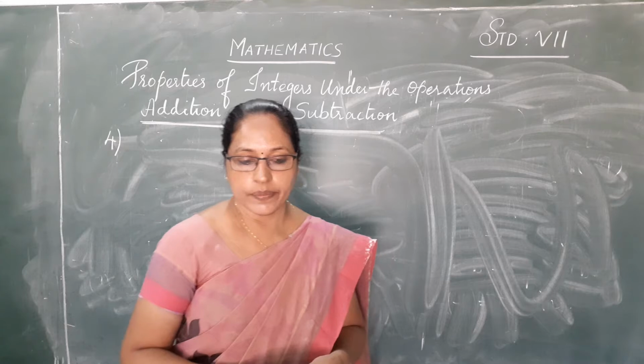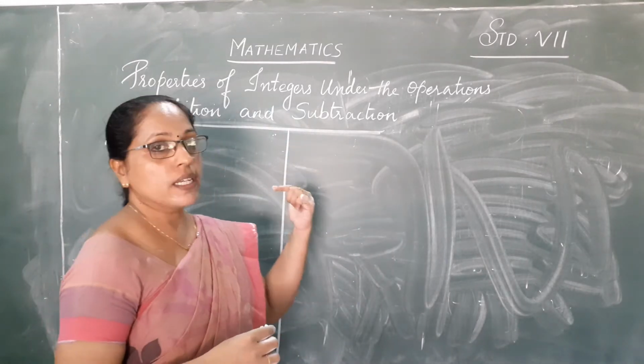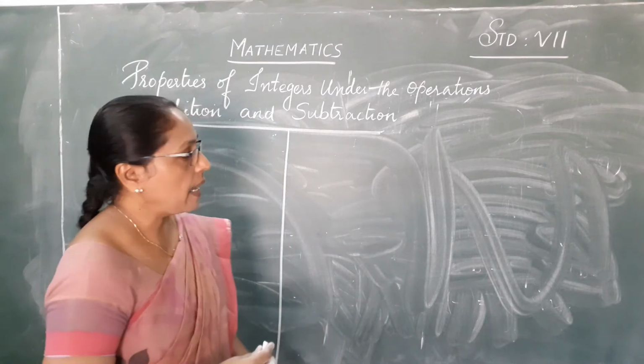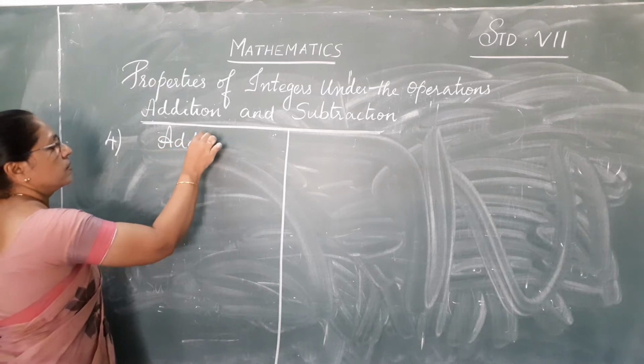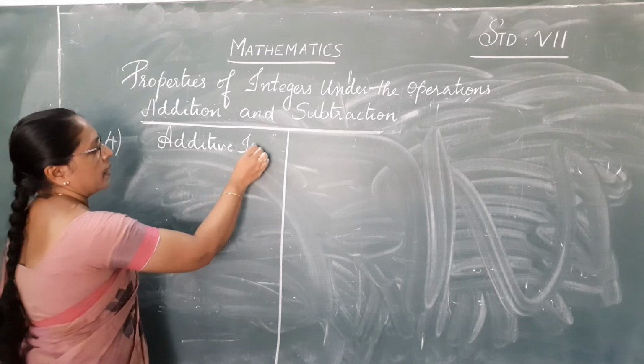Okay, children. Next, move on to the fourth property. Already we discussed three properties. Next, we move on to the fourth property, that is additive identity.